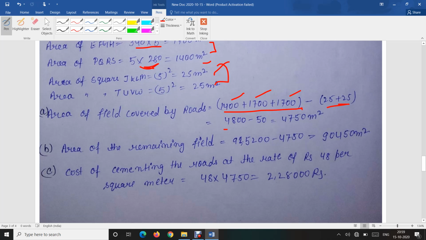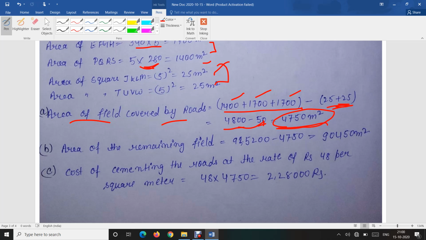On adding them we get 4800 minus 25 plus 25 is 50. On subtracting them we get 4750 meter square. So the area of the field covered by the roads is 4750 meter square. Now in the B part you are asked that area of the remaining field.